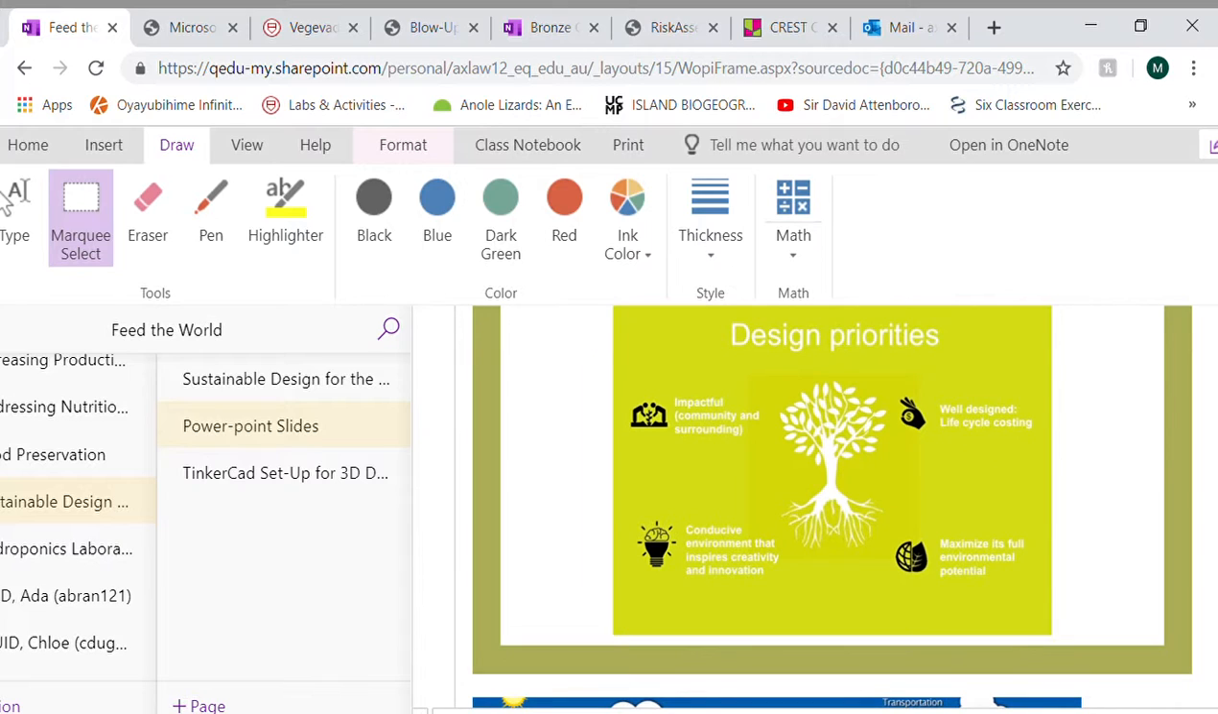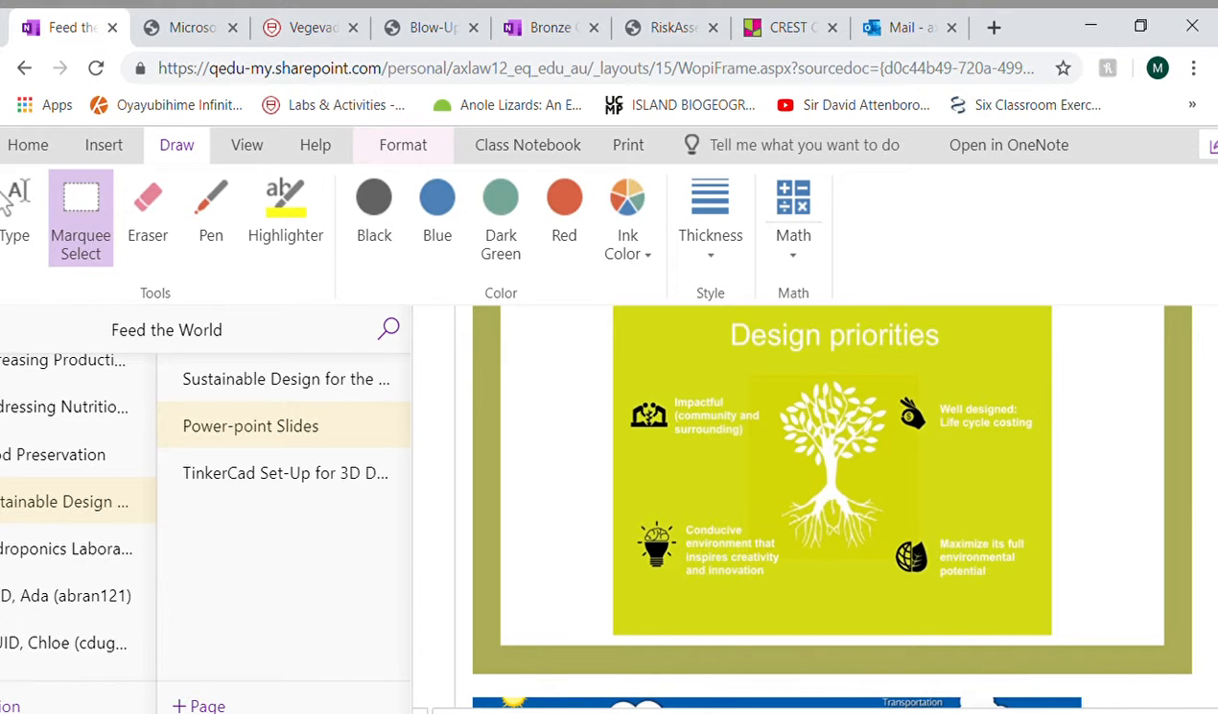So all of these farms have what we call design priorities. So they're built around priorities that they need to value. So number one, is it impactful? So does it help the community and the surrounding area? Two, is it well designed? So has it taken into consideration the life cycle costs, or the costs involved in not only creating the farm but maintaining it and building it?